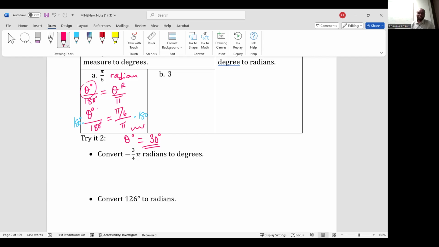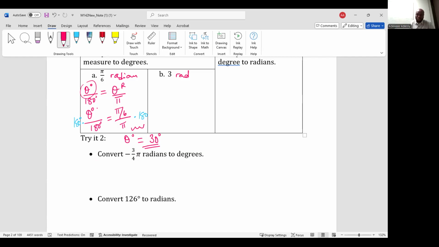The same thing with 3 radians, because it is unitless, you can say 3 or just 3 radians, right? But if you are talking about angle in degrees, you need to put degrees there every time. But this is radian, so 3 is fine. Or you write 3 radian.